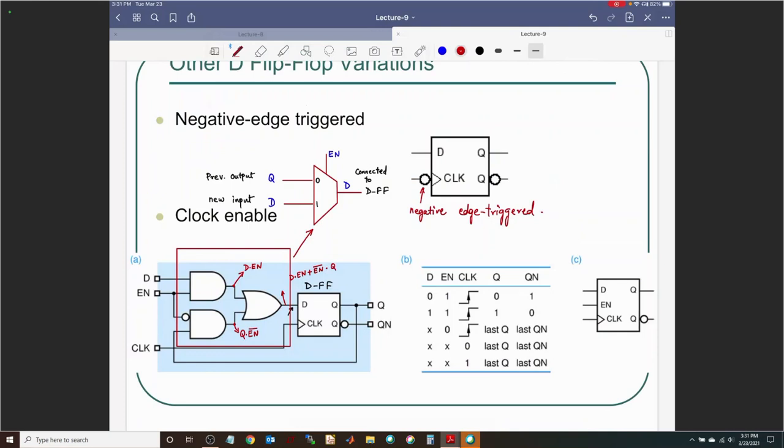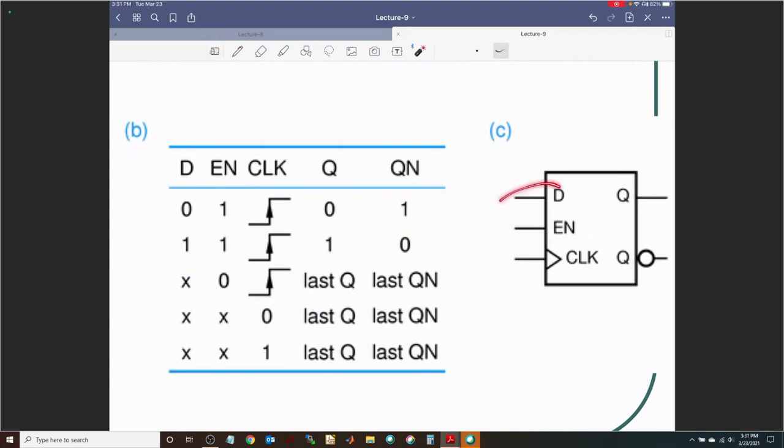And you can draw a new symbol for this, which has D input, enable input, this is your clock enable, and then the actual clock signal here, which is the positive edge triggered D flip-flop, and then outputs Q and Qn. All of this can also be captured in the characteristic table. When your enable signal is 1, which means that you have enabled the clock, your Q can change to whatever D is.